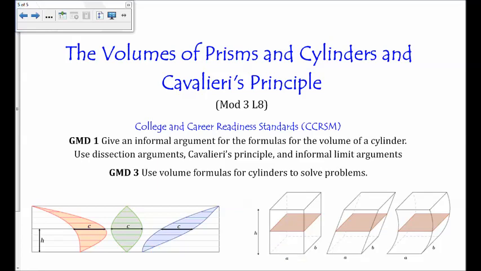Next lesson is about the volumes of prisms and cylinders and Cavalieri's principle. In this lesson, we'll hit two CCRSM standards, GMD1, which is to give an informal argument for the formulas for the volume of a cylinder, use dissection arguments, Cavalieri's principle, and informal limit arguments, and GMD3, which is to use volume formulas for cylinders to solve problems.